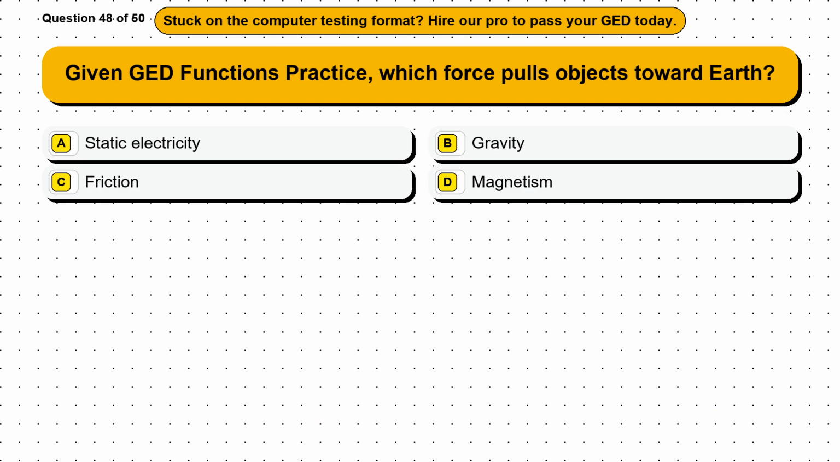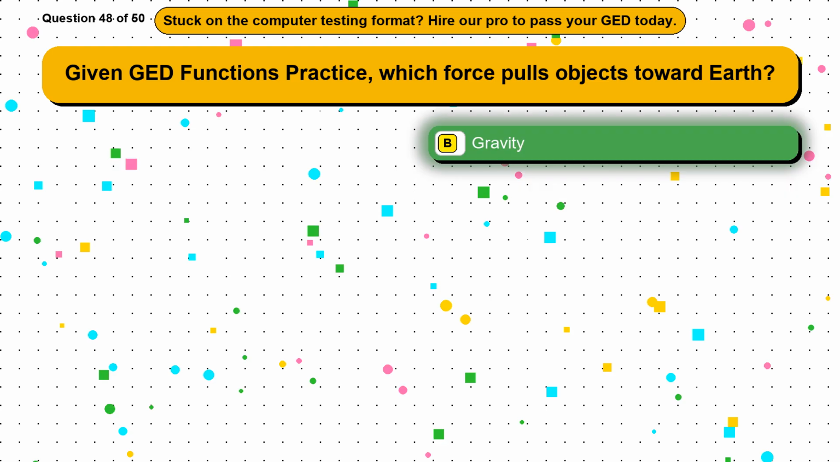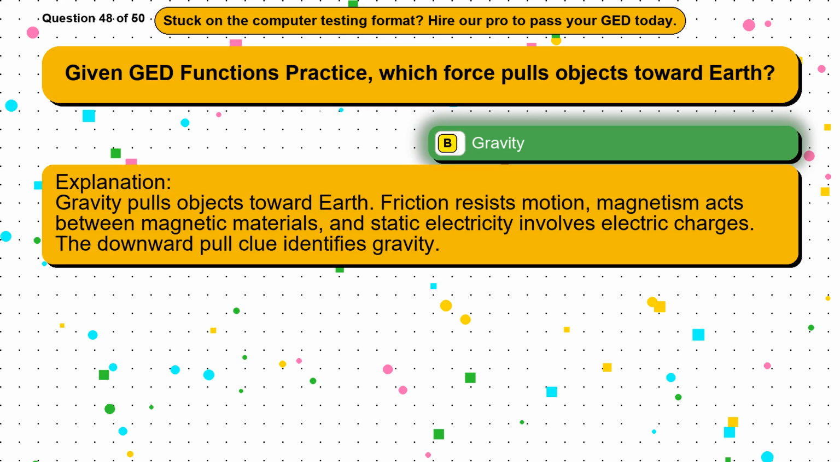Question 48. Given GED functions practice, which force pulls objects toward Earth? Option A static electricity. Option B gravity. Option C friction. Option D magnetism. The correct answer is option B. Gravity. Gravity pulls objects toward Earth. Friction resists motion, magnetism acts between magnetic materials, and static electricity involves electric charges. The downward pull clue identifies gravity.